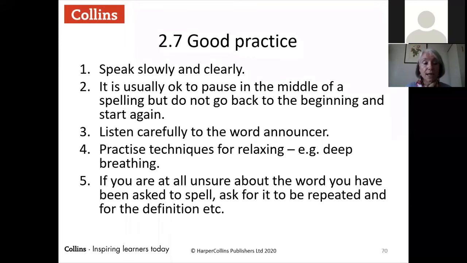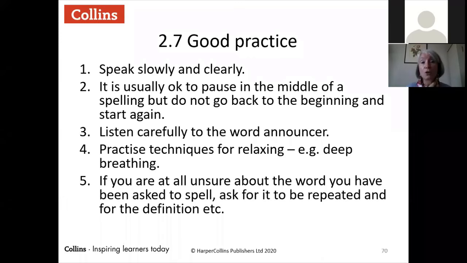I was adjudicating a competition in St. Lucia, and a young man came in, 11 years old, uber confident. He was going to nail this. He was so confident he didn't listen to the announcer, and he got nearly every word wrong. You must listen to the word announcer.